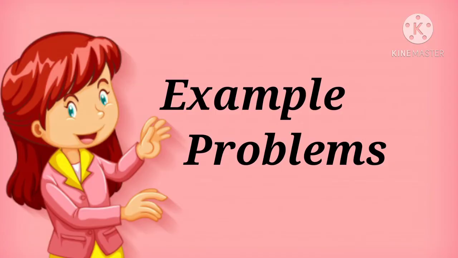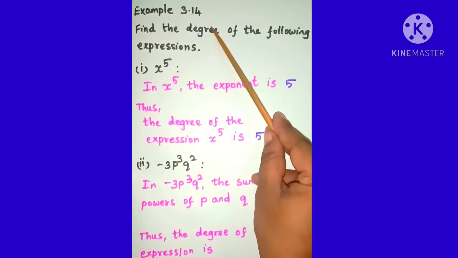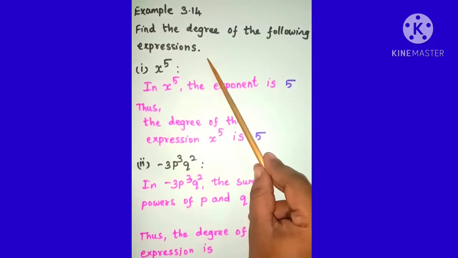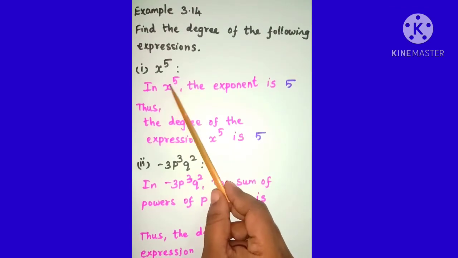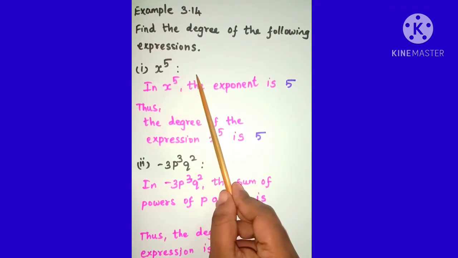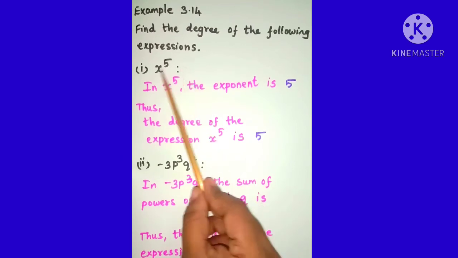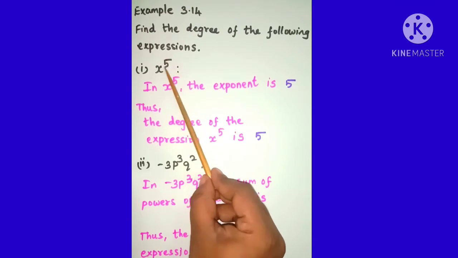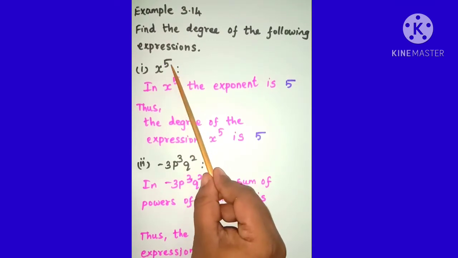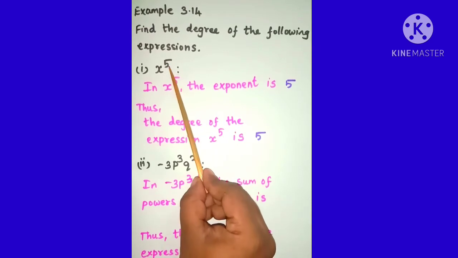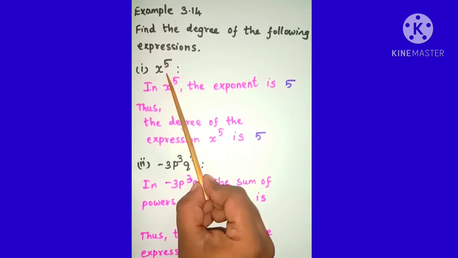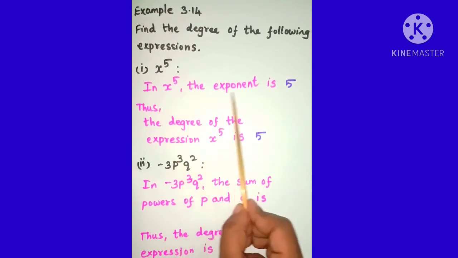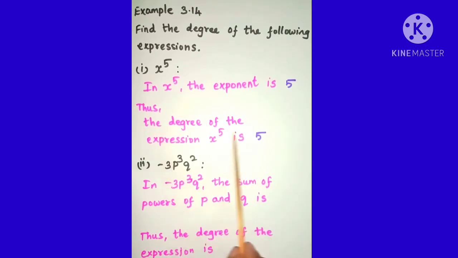Now, let us do the example problems. Example 3.14. Find the degree of the following expressions. So, students, here first you have to see how many terms are there in the expression. Here in this problem only one term is there. So, see the exponent, power or integer. What is the power of this expression? That is 5. So, the power of this expression is the degree of the expression. So, in x power 5, the exponent is 5. Thus, the degree of the expression x power 5 is 5.